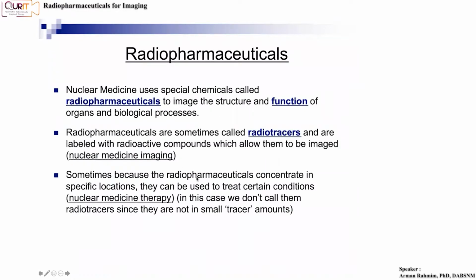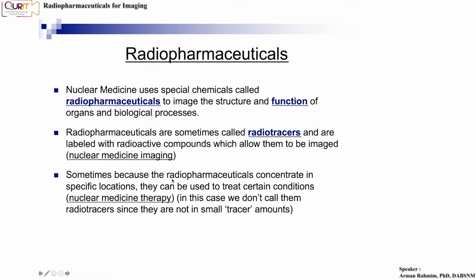Okay, so radiopharmaceuticals, essentially in nuclear medicine, we use special chemicals, which is what they are, to image the structure and especially the function of organs and biological processes. Radiopharmaceuticals are sometimes called radiotracers and are labeled with radioactive compounds, which allow them to be imaged. So that's the imaging side of things.